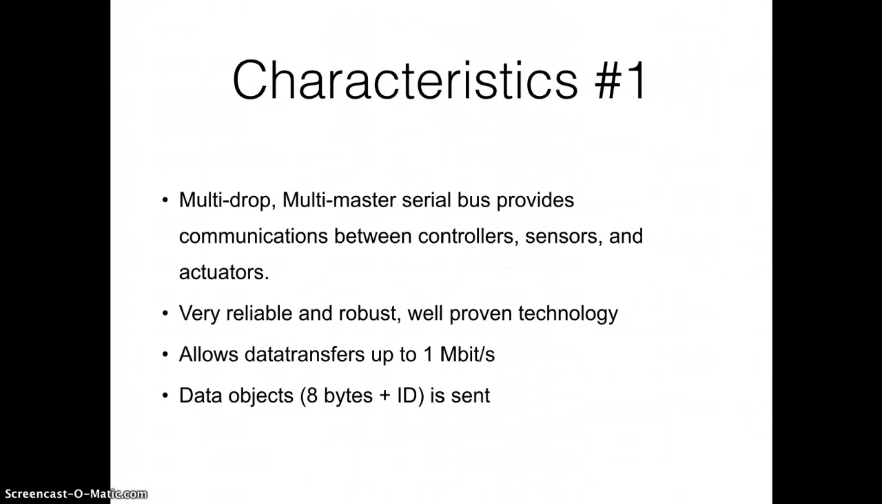So, to sum it up a bit, CAN is a multi-drop, multi-master serial bus that provides communication between different controllers, sensors or actuators. Since it was invented for cars, it can be engine control, or it can be lights or brakes or whatever needs to be operated on a CAN bus. It's very reliable and robust. It's a well-proven technology because it has many years in the field right now. It allows us to transfer data up to 1 megabit per second as a maximum baud rate, but we can also run much slower. Each data object sent on the bus contains up to 8 bytes of data payload plus an ID.